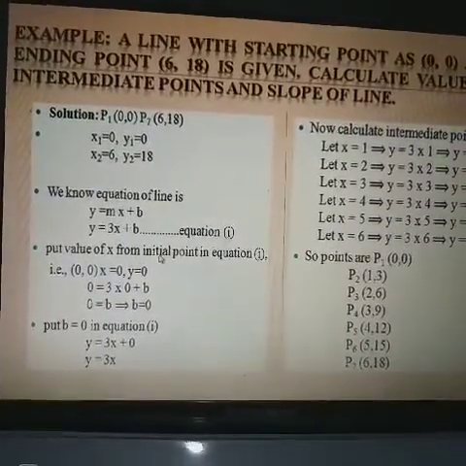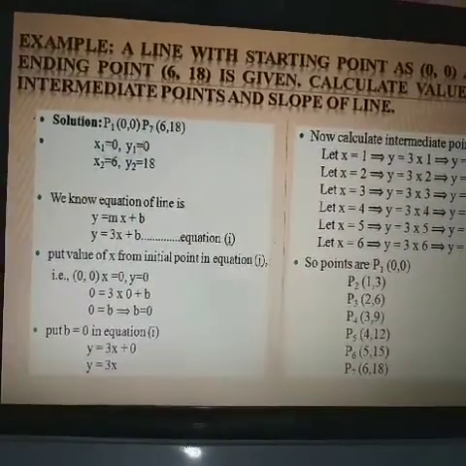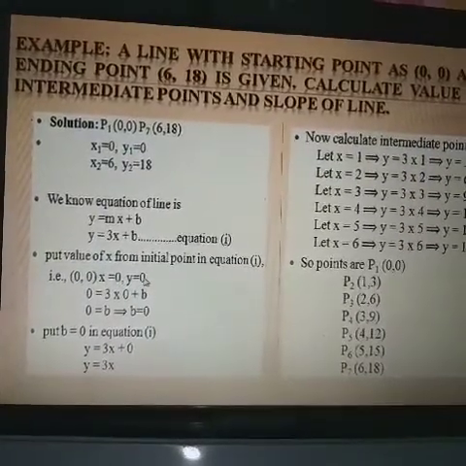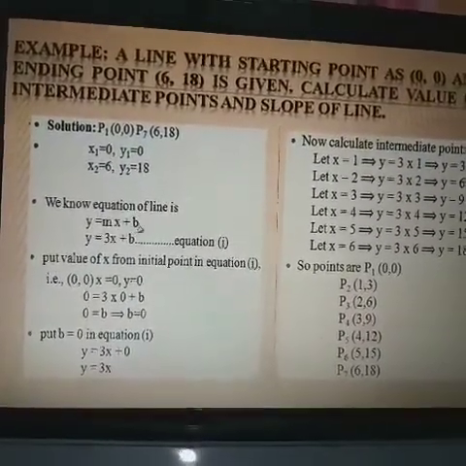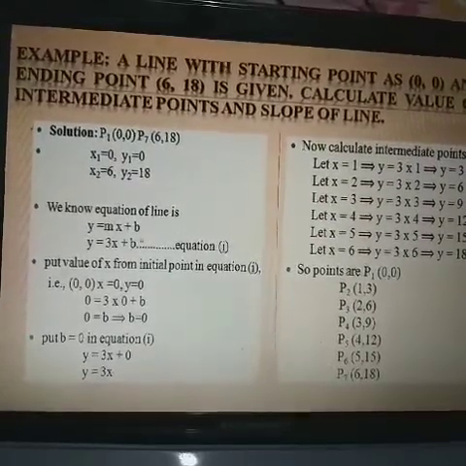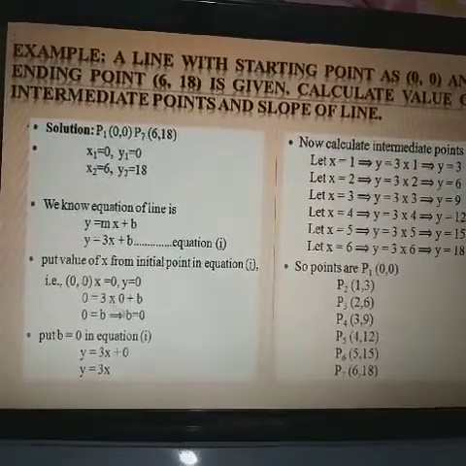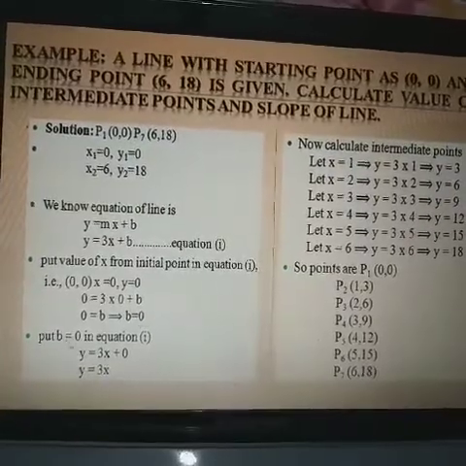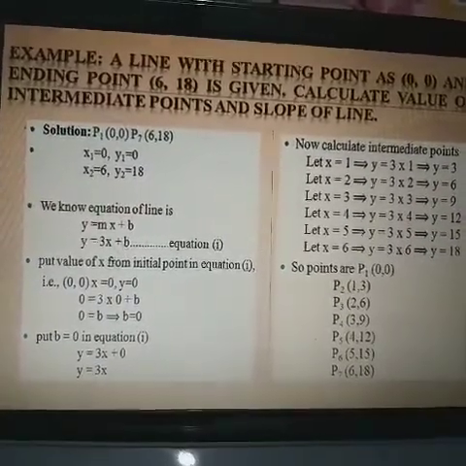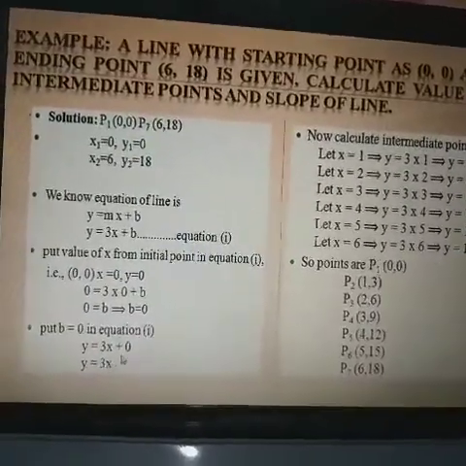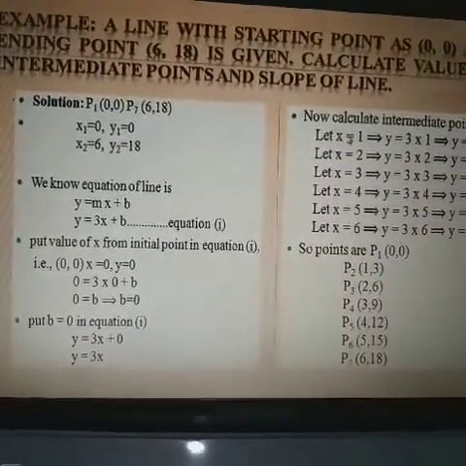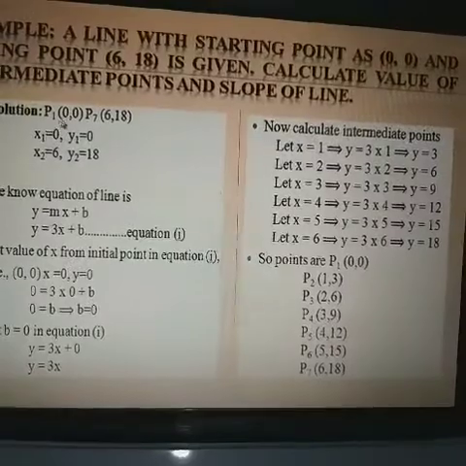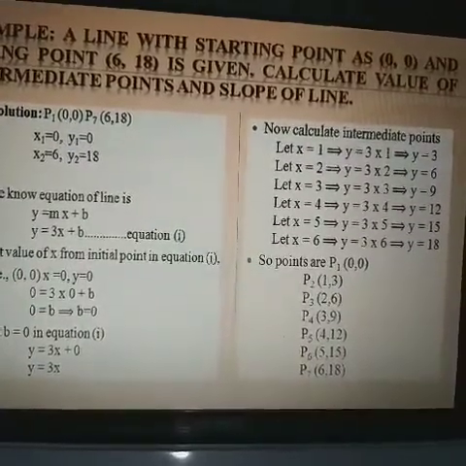Put the values of x from the initial point in the equation. The values of the initial point have to be put. Okay, x equals 0 and y equals 0, to calculate the value of b, that is the y intercept value. So by putting the values we know that b becomes 0. So put the b value in the first equation: y equals 3x. So now in this equation we put some values of x starting with 0. We have already done that: x1 equals 0, y1 equals 0, already done.